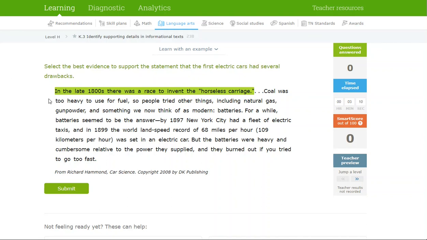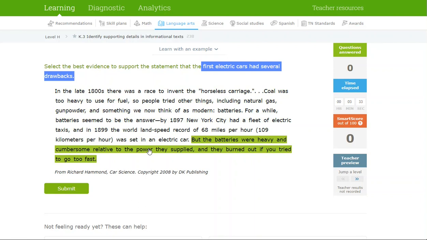Okay, so the best evidence to support that the first electric cars had several drawbacks. I'm looking for something that's going to support that statement. We're just believing them when they say that the first electric cars had several drawbacks, and now we're going to find evidence in the text. So looking through this, I'm looking at this last sentence.